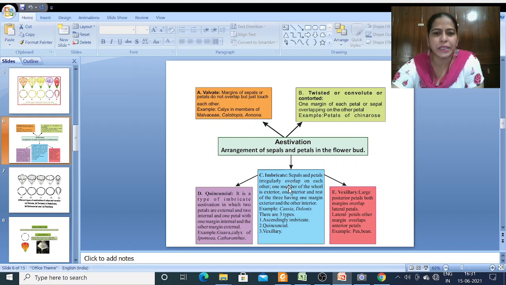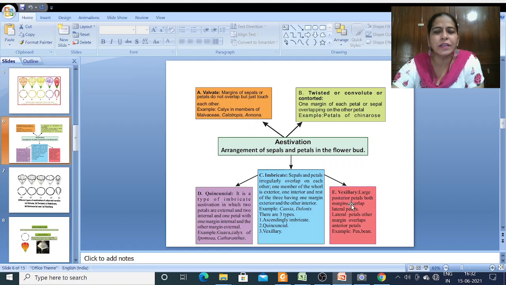Then we have imbricate. In imbricate, the sepals and petals irregularly overlap each other. One member of the whorl is exterior, one is interior, and the rest of them have one margin exterior and other interior. This is in Cassia and Delonix. There are three types: ascending imbricate, quincunxial, and vexillary. In the case of quincunxial, two petals are external, two are internal, and one petal is alternating internal and external. This is in the case of Ipomoea, Catharanthus, guava.